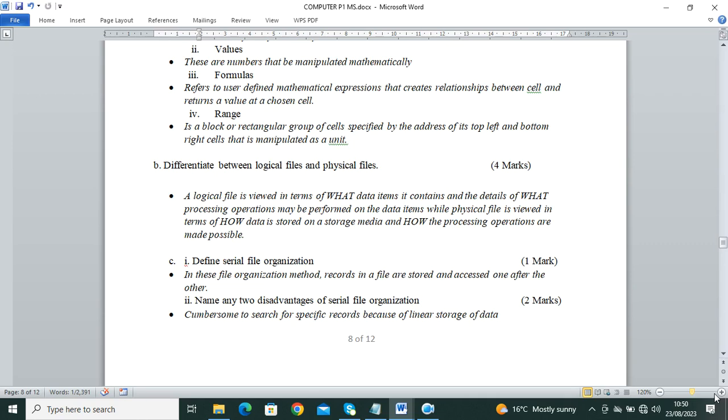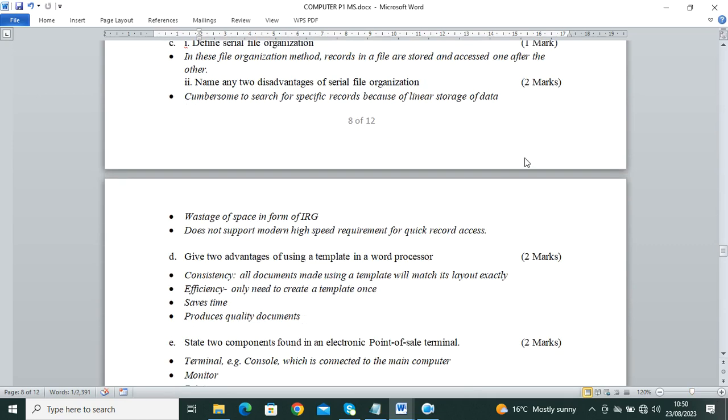Then we also have: define serial file organization. In this file organization method, records in a file are stored and accessed one after the other. Name any two disadvantages of serial file. It is cumbersome. You don't need to write so much. Wastage of space, that is the gaps between the files, so it wastes a lot of space. Does not support modern high-speed requirement of quick record access.